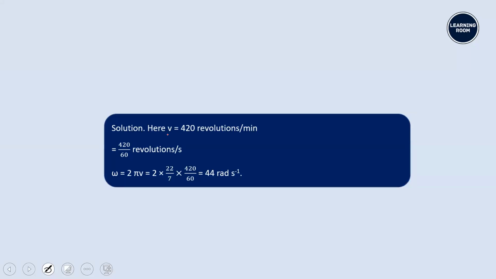Just 44 radians per second. 14 into 3.14 is approximately 3.2.